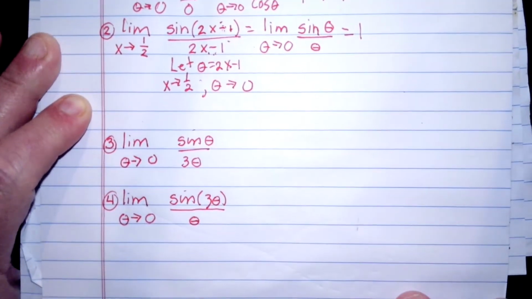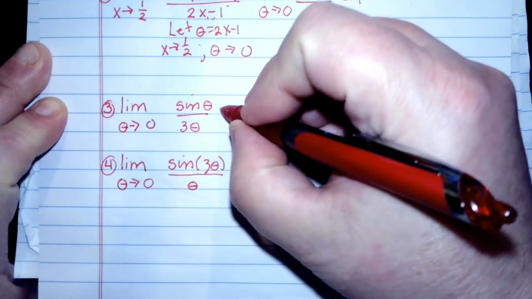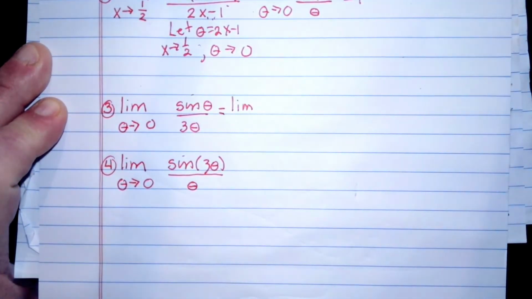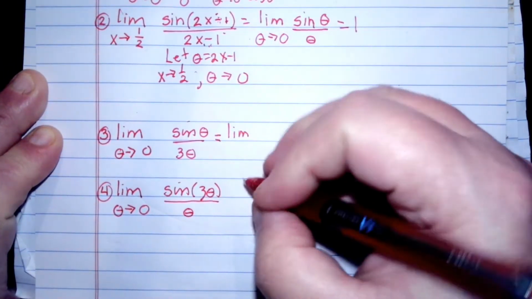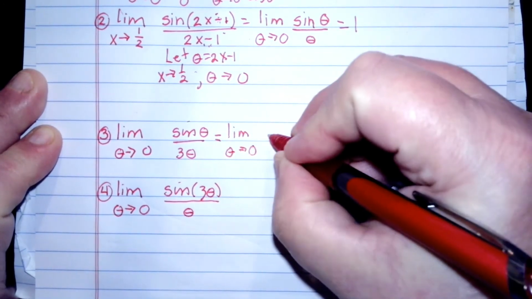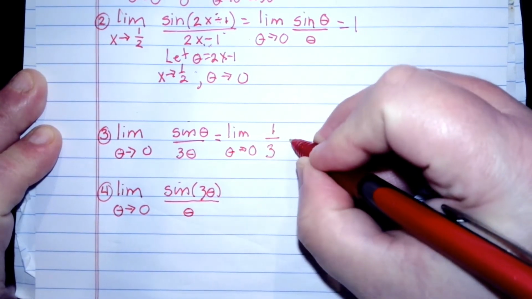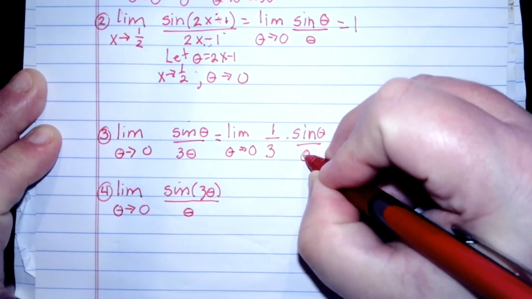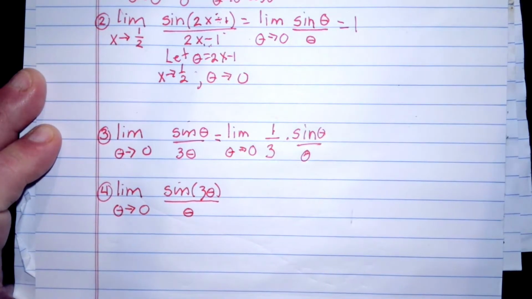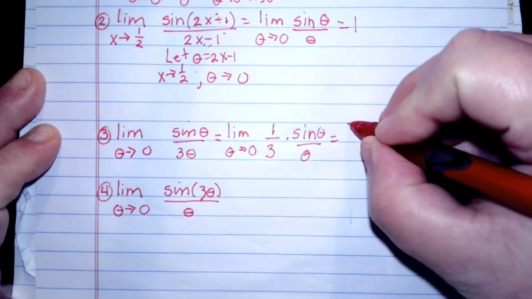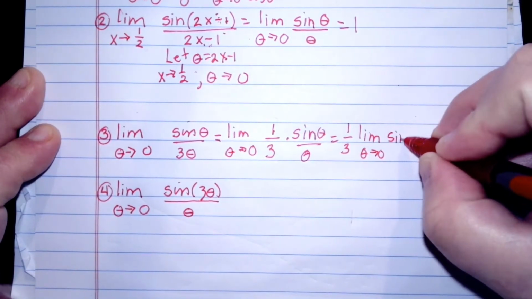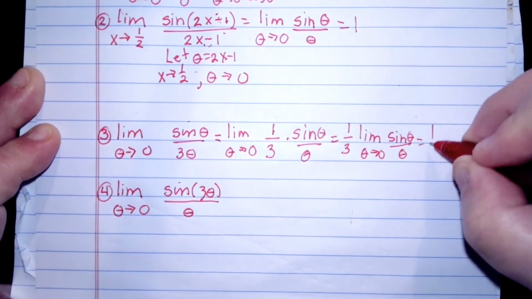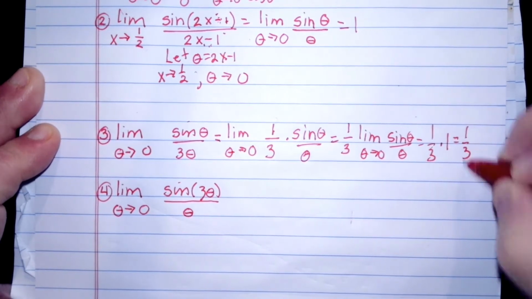Alright, let's go down to number 3. We've got the limit as theta tends to 0 of sine theta over 3 theta. Well, that looks a lot like what we've got up here. It looks very much like this limit, except there's this 3 in the way. Well, how can we handle that? I'm going to rewrite this as 1/3 times the sine of theta over theta. And now this 1/3 is a constant. You might remember that if we have a constant factor, we can pull that outside the limit. And so we can rewrite this as 1/3 times the limit as theta tends to 0 of the sine of theta over theta. This limit is 1, and so the answer is 1/3.